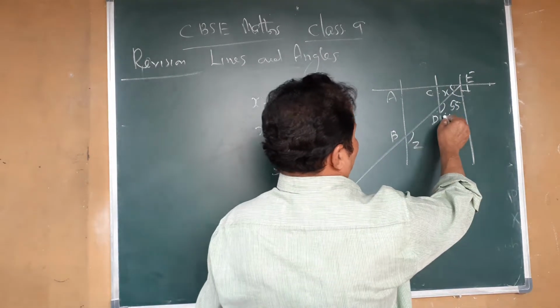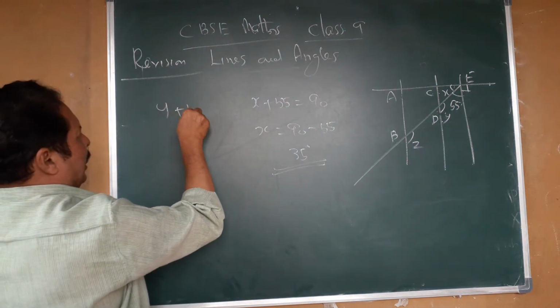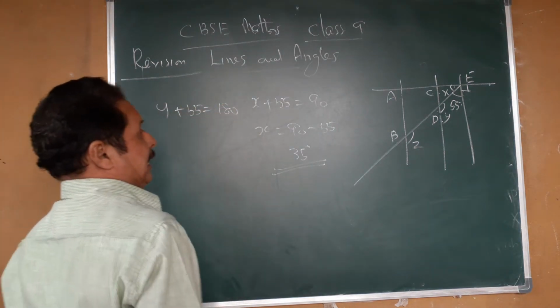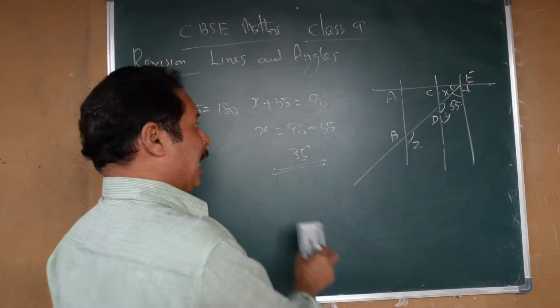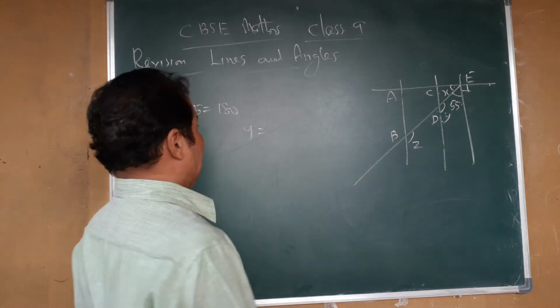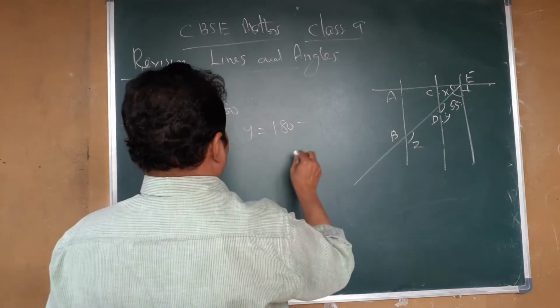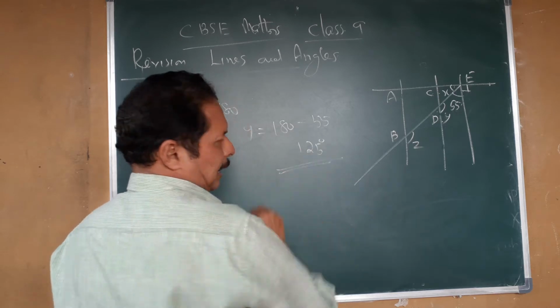And how can we find Y? Y plus 55. Look at the figure. Y plus 55 is 180 degrees. They are angles on the same side of parallels. They are supplementary. Otherwise, co-interior angles are supplementary. Y is equal to 180 minus 55. That's equal to 125 degrees.